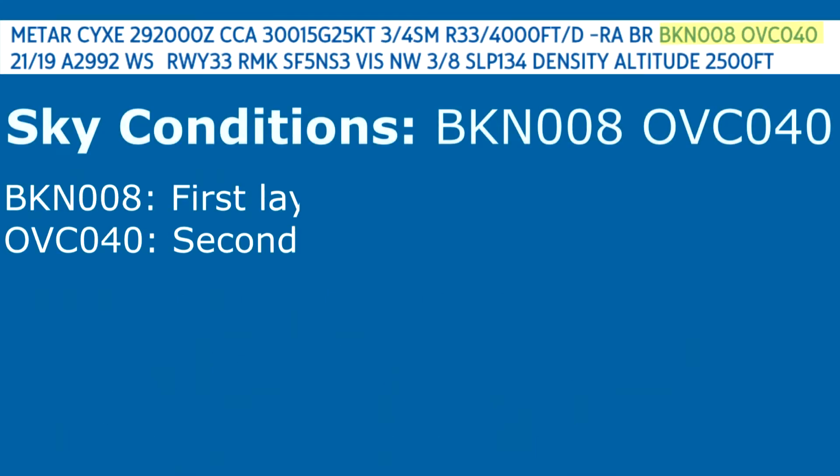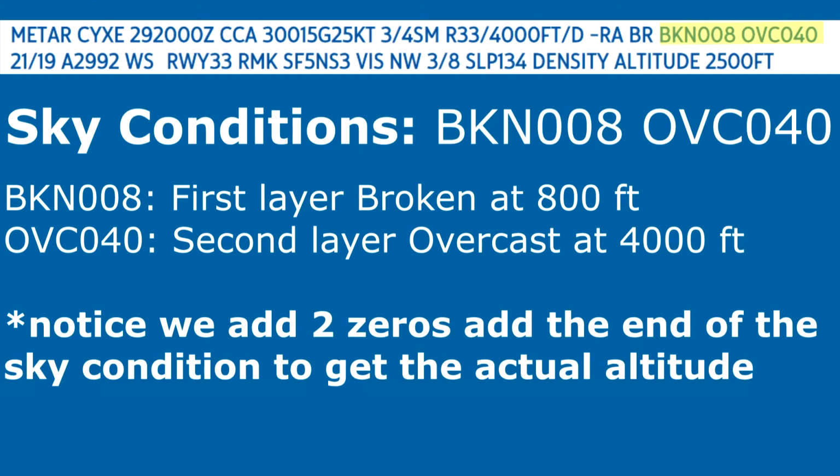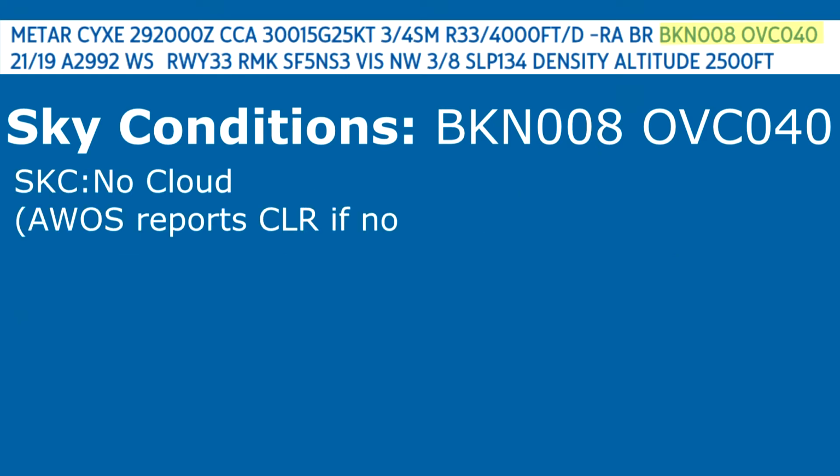So next part, we can see this is Saskatoon's sky condition, which is broken at 800 feet and overcast at 4,000 feet. And this really means nothing to us until we break down what broken, overcast, scattered, few, and sky clear really mean. So we'll first start with sky clear. So Sierra Kilo Charlie. That means no cloud. And if it's an AWOS report, it will report CLR, so clear.